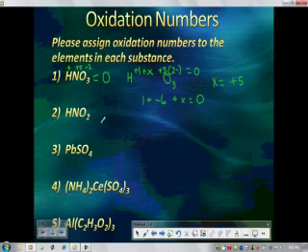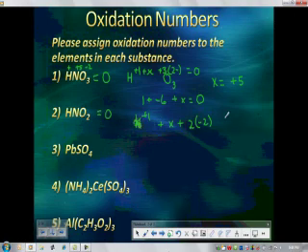Good. Okay. So what if we had nitrous acid? Then hydrogen's going to be the same, positive 1. And then nitrogen we'll call X, and then oxygen is our minus 2, and there's 2 of them. Why did I put the hydrogen in here? I was enjoying the hydrogen. Oh, sorry. You'll have to enjoy that later.